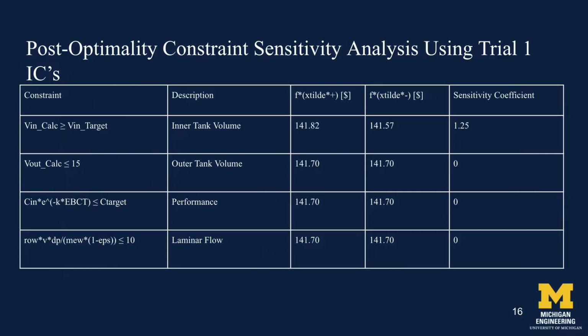Moving on to constraint sensitivity, we took our 4 constraints and perturbed using an alpha of 10%. The only sensitive constraint was the inner tank volume constraint with a sensitivity coefficient of 1.25.